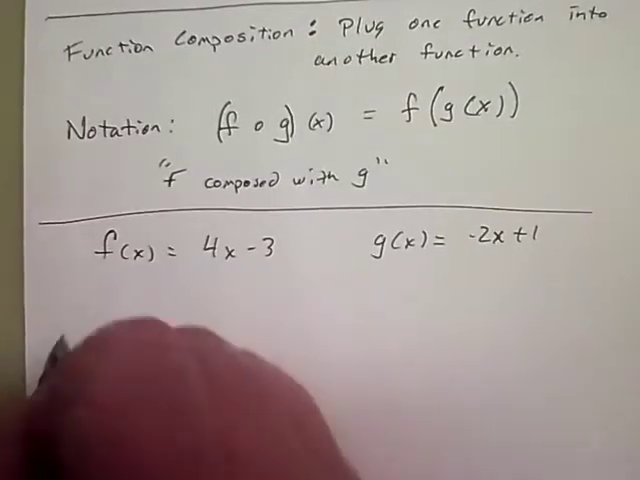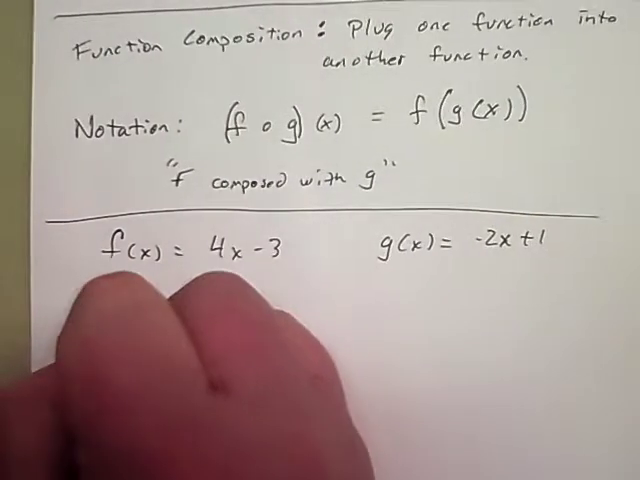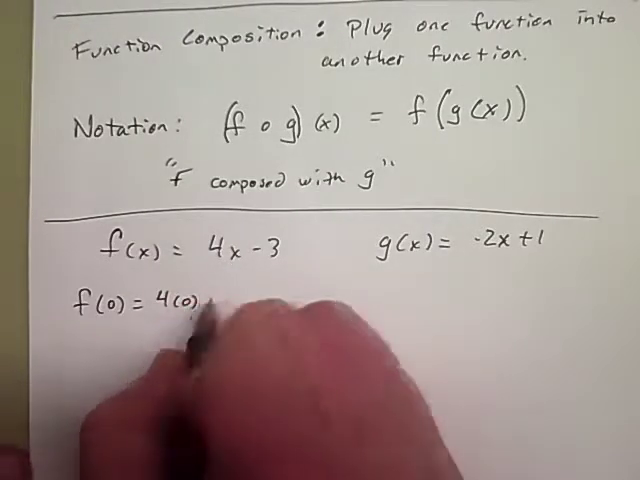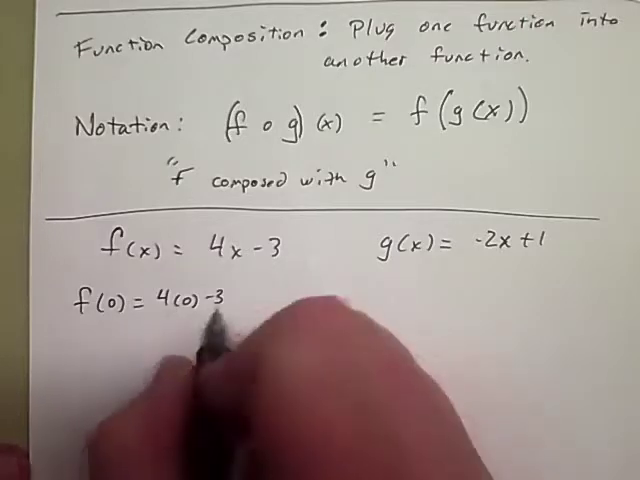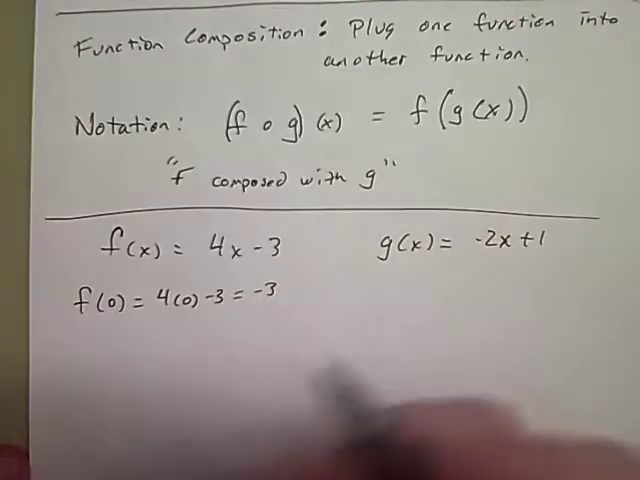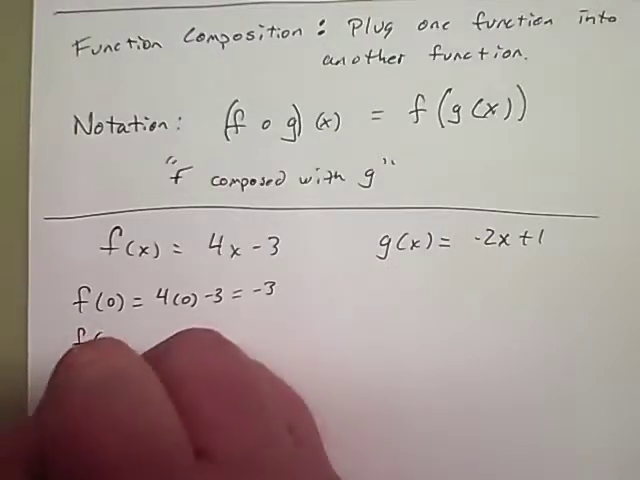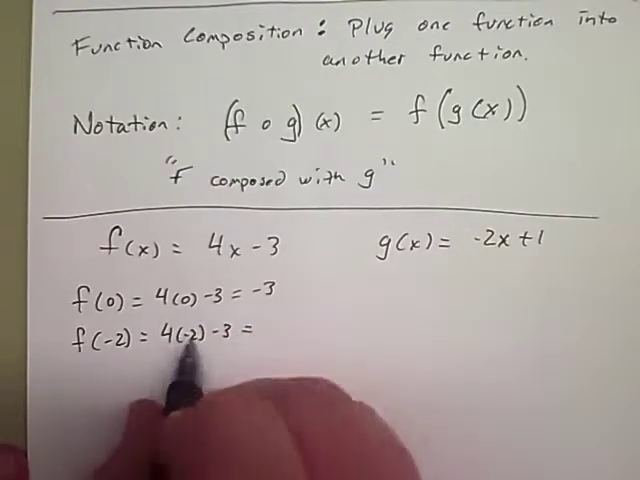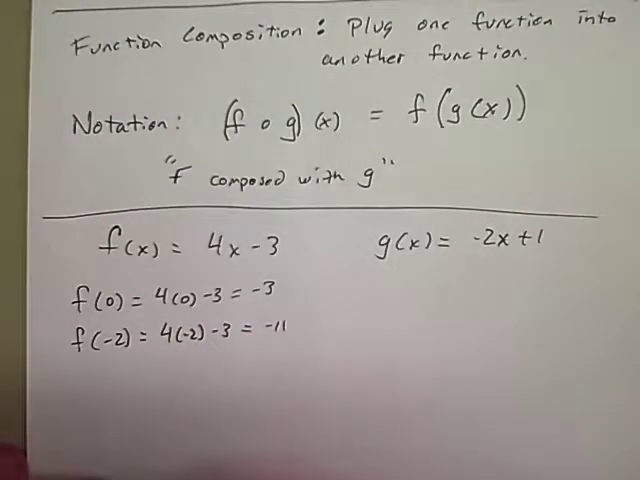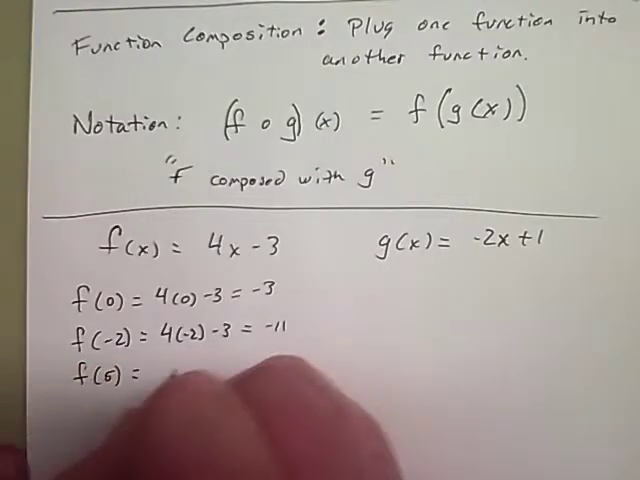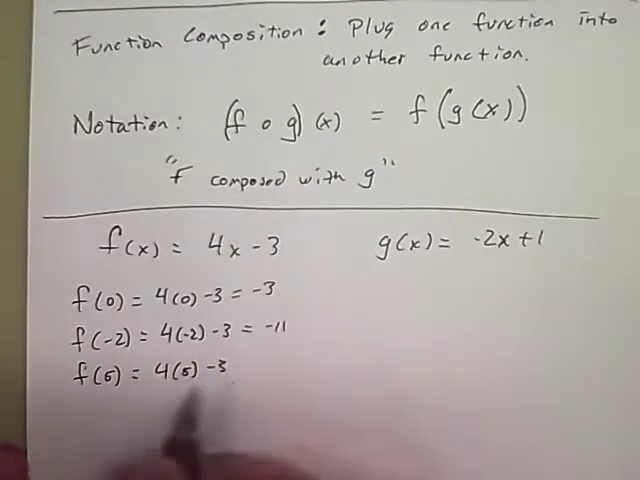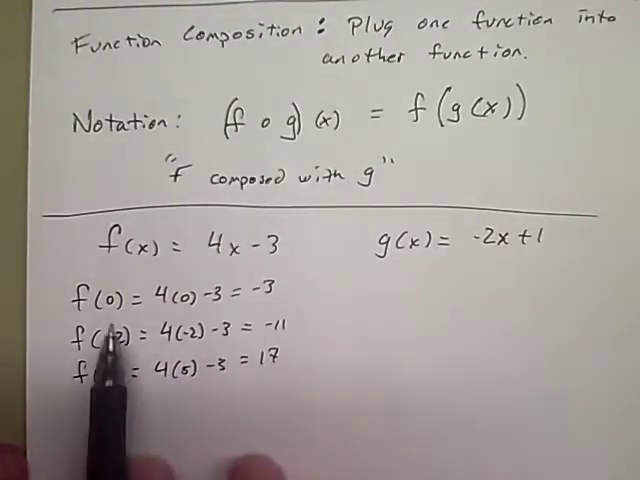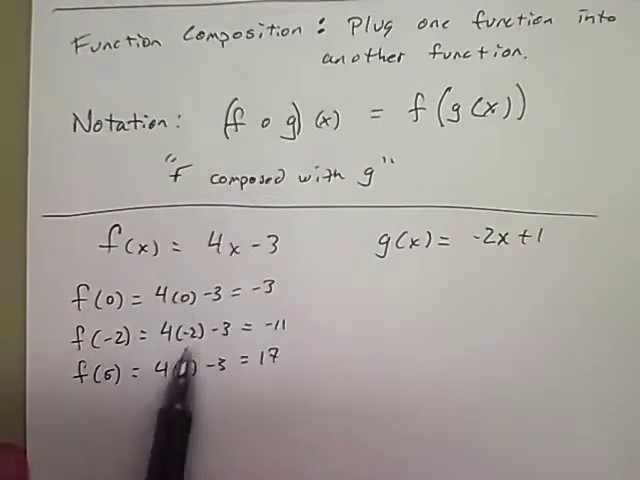And if I were to say something like, what is f of 0? Well, I'm going to take x and replace it with 0. And we can simplify that, right? 4 times 0 is 0. 0 minus 3 is negative 3. No big deal. And if I wanted to, I could say f of negative 2. And we'd put 4 times negative 2 minus 3, right? That's negative 8 minus 3 is negative 11. If I wanted to say something like f of 5, so 4 times 5 minus 3, 20 minus 3, that's 17. We could go on and on and on. Whatever number I plug in here, I plug in for x.